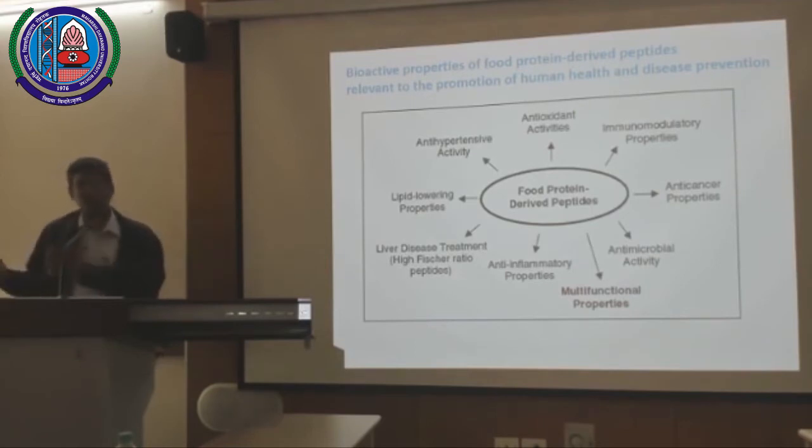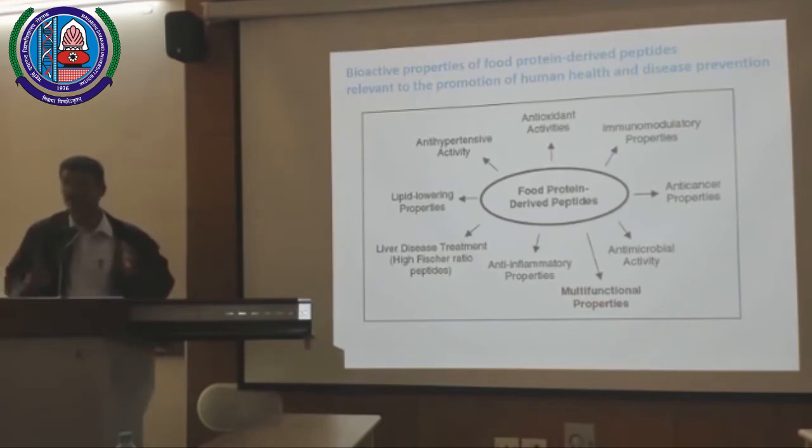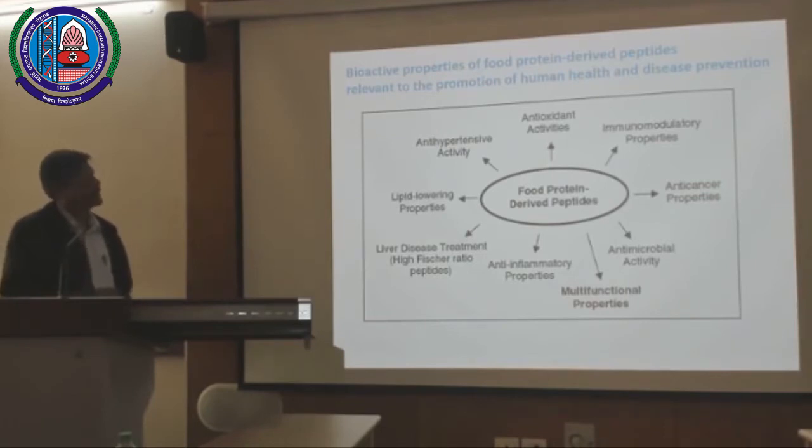These are different systems. So you have to consult with somebody who is a capable person, who can determine what is suitable for you. So that's it. So food derived peptides have antioxidant activities.